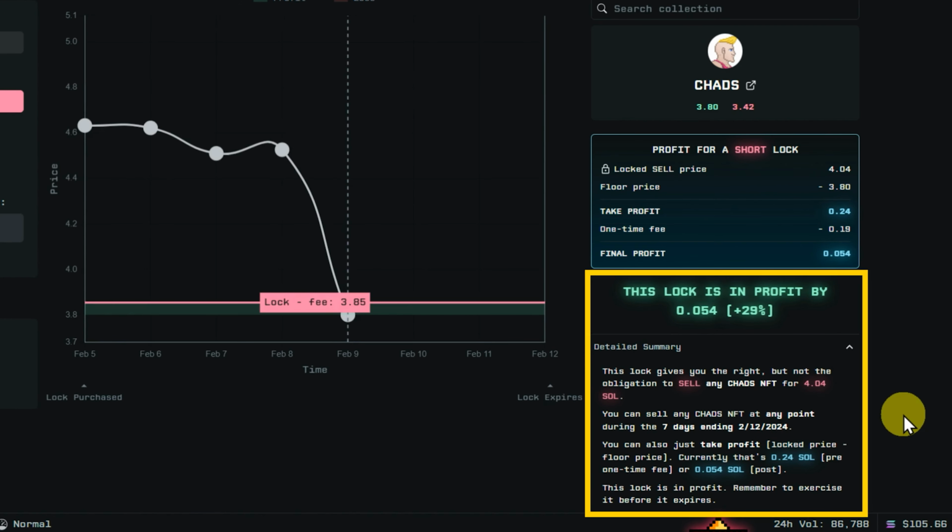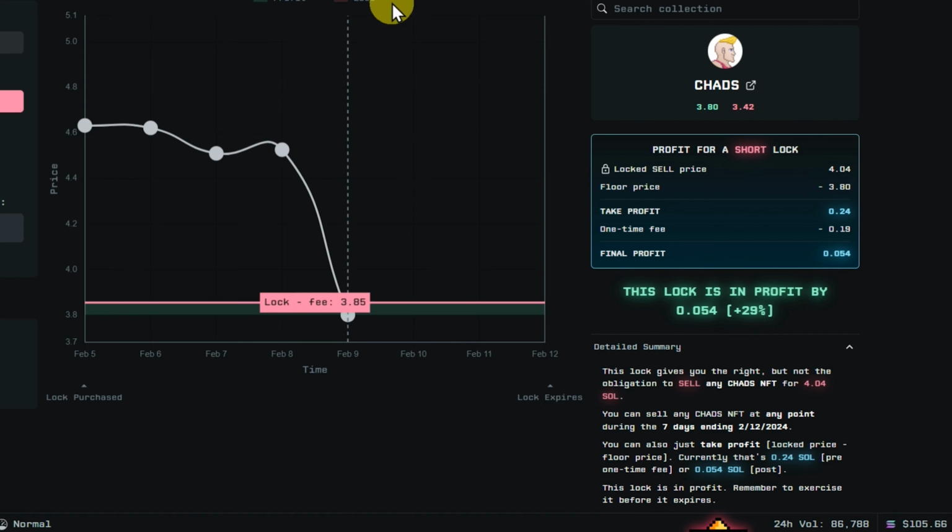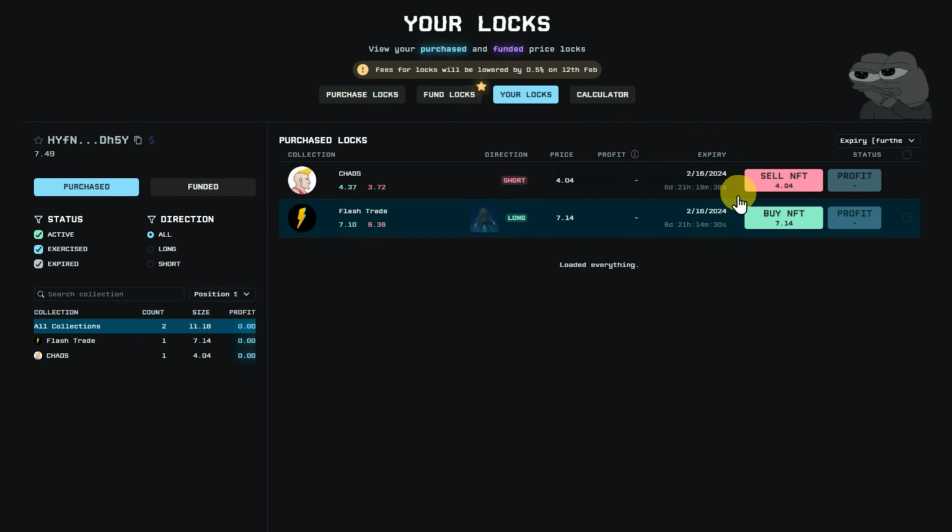So this lock gives you the right, but not the obligation to sell any Chads NFT for 4.04 SOL. You can sell any Chads NFT at any point during the 7 days ending the 12th of February 2024. Or you can just take profit, locked price minus floor price. Currently, that's 0.24 SOL pre one-time fee or 0.054 SOL post. This lock is in profit. Remember to exercise it before it expires. Let's have a look at our locks and we can just see them here.